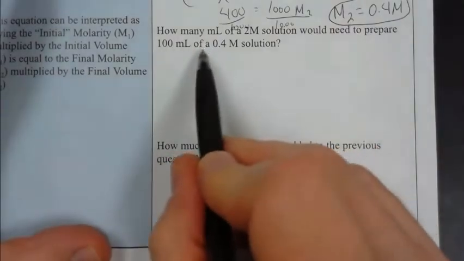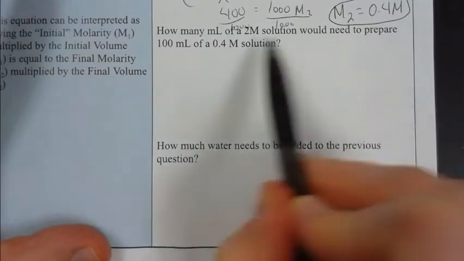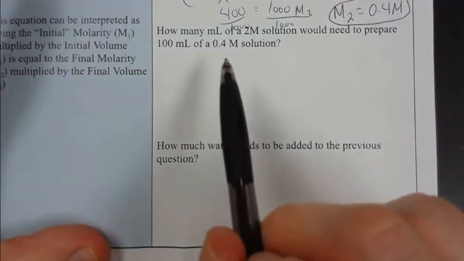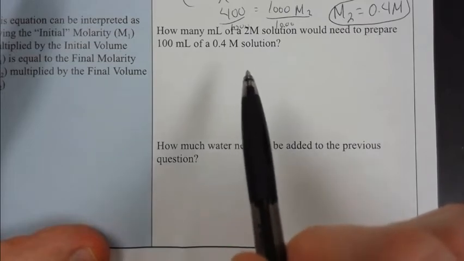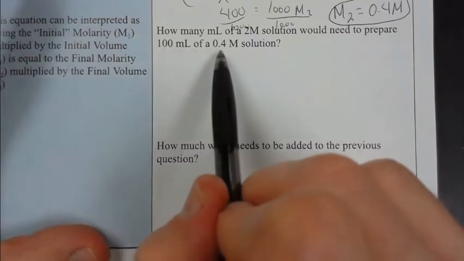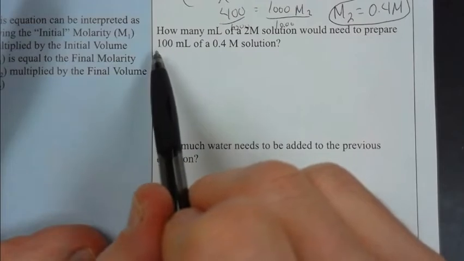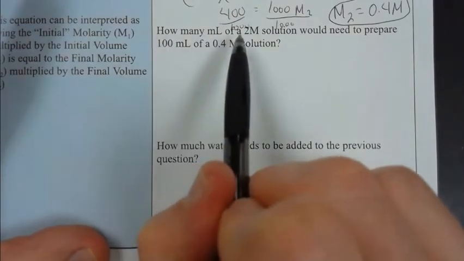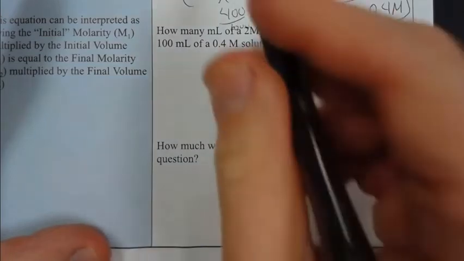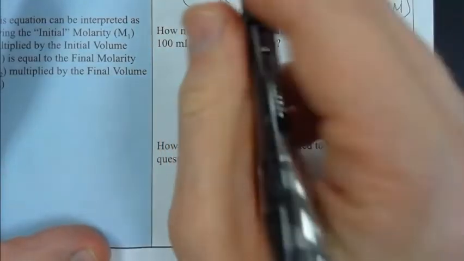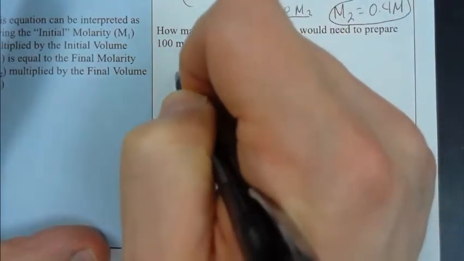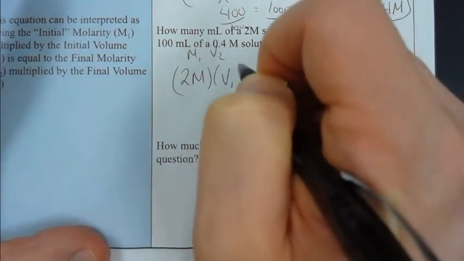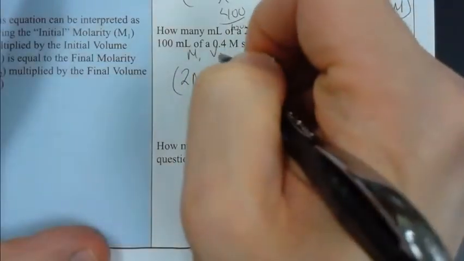All right, so here it says, how many milliliters of a 2 molar solution would you need to prepare 100 milliliters of a 0.4 molar solution? Since a dilution is always a weakening of the concentration by adding water, this smaller molarity is our M2, and we want to end with a final volume of 100 milliliters. So when it says how many milliliters of a 2 molar solution, we're solving for V1, given that our initial molarity, M1, was 2. Oops, that should be a little one.